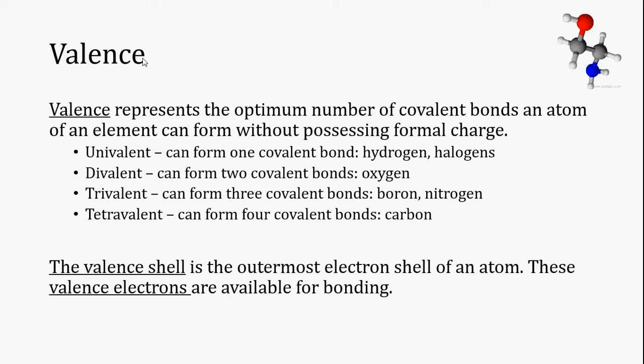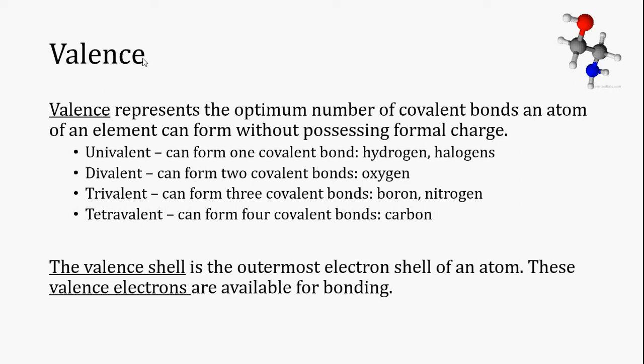Atoms can be described as univalent, divalent, trivalent, tetravalent, and so on based on the number of covalent bonds that it can form. For example, an element whose atoms can only form 1 covalent bond would be described as univalent. Examples of univalent elements are hydrogen and the halogens. If the atoms of the element can form 2 bonds, they're called divalent. Oxygen is an example of a divalent element.